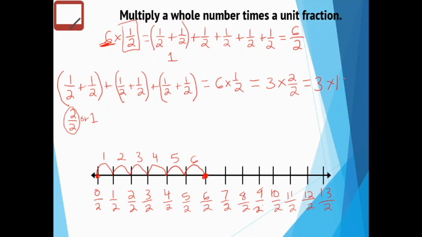Well, we know what 3 times 1 is. What is 3 times 1? 3, right? So again, we can represent this as 6 times 1 half as a repeated addition statement. We can express this as an improper fraction. We can express this as a mixed number, or just as a whole number in this case.